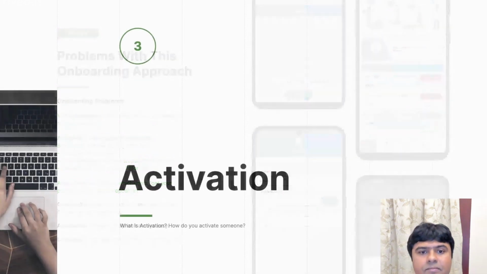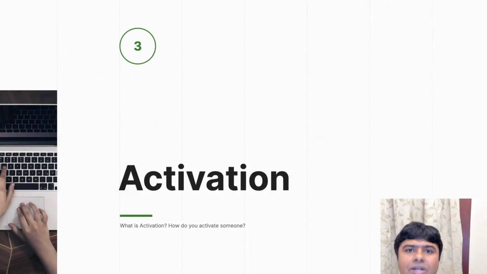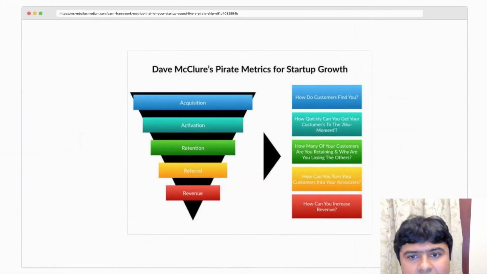So we've talked a lot about activation. We've said that Manjunath doesn't get the value of the app, and he might never get that value. So what is this activation thing? Where do you get the value of the app? Now I'll come back to Dave McClure's funnel: acquisition, activation. I'll take another analogy over here.